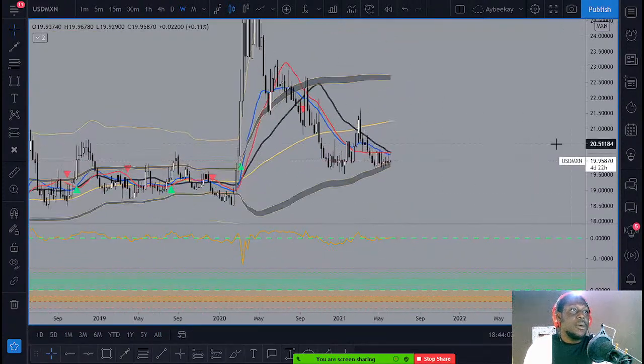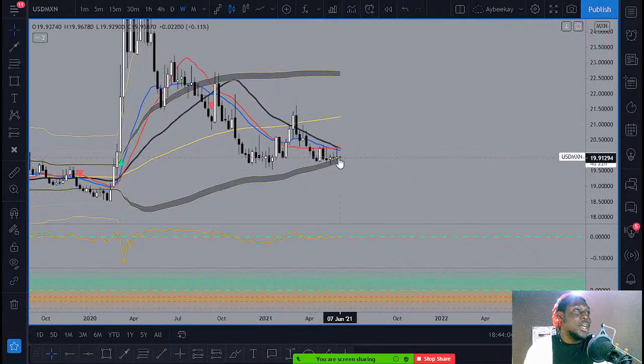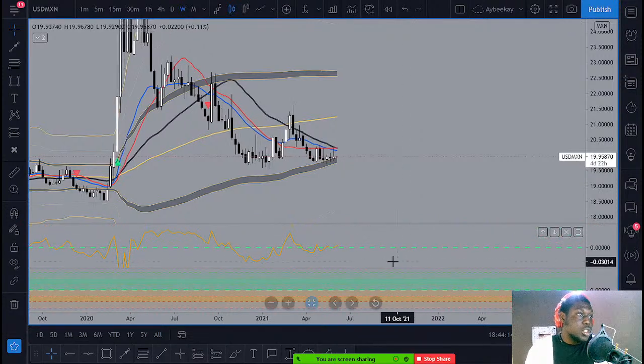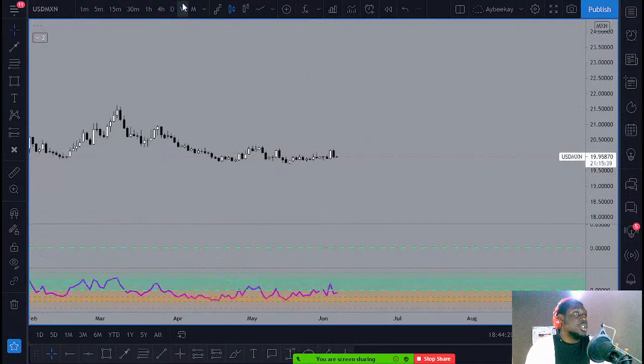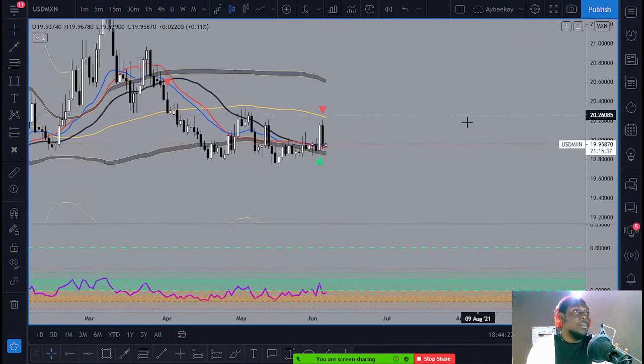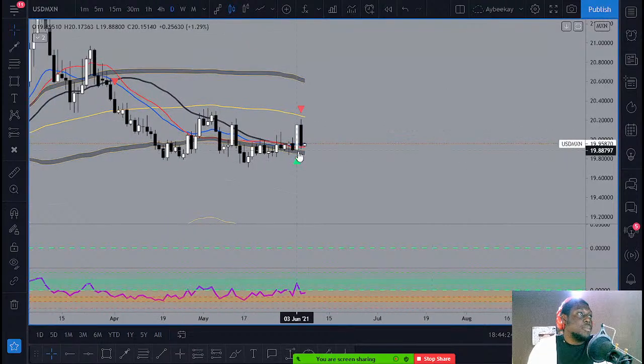Weekly time frame on USD Mexican, I like how price is still holding above the lower danger zone. So the price is still holding there. Even the level pro, as you can see right here, is slowly climbing above ground zero right here. So that's something to watch for, bullish USD Mexican still. Don't like this right here, bullish, bearish.